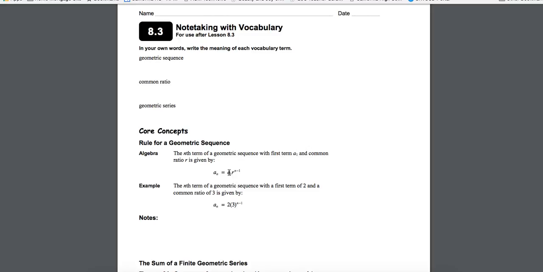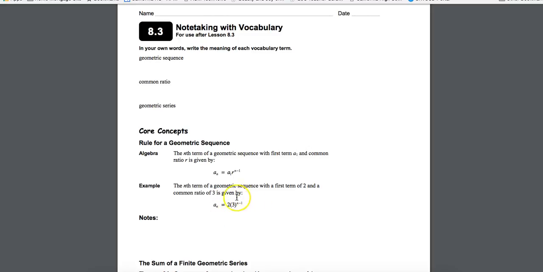So let's look at an example of that right now. If we have a first term of 2 and a common ratio of 3, you would just replace those values. So 2 times 3 to the n minus 1.